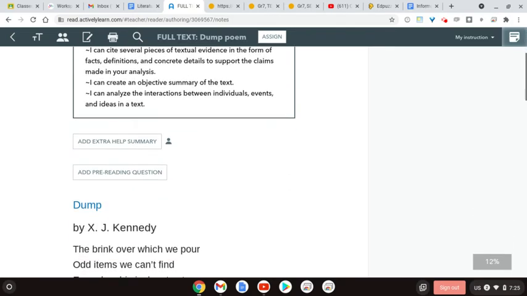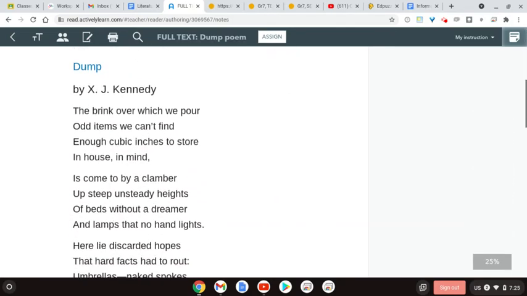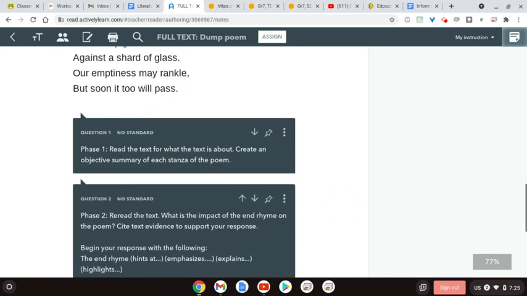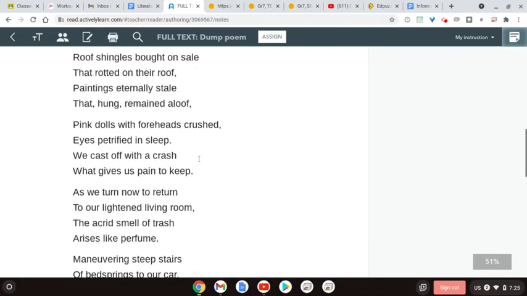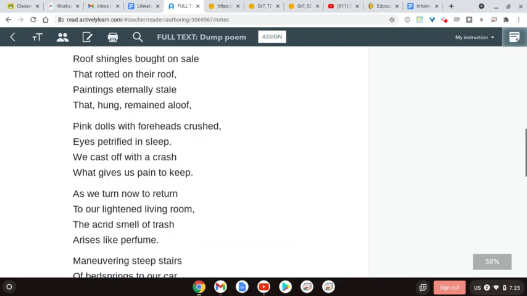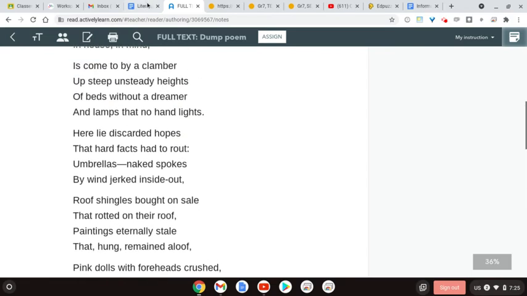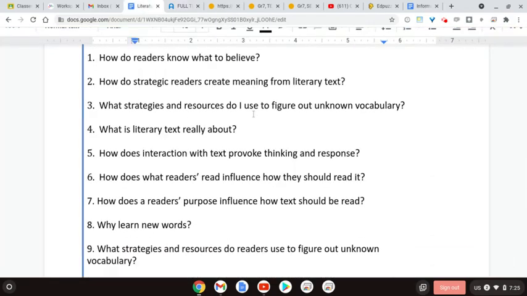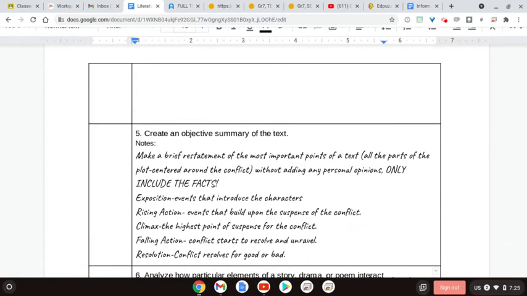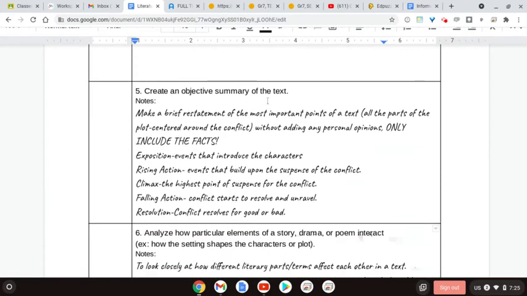For what the text says, as you read the poem "Dump" the first time, please read through to create a summary of each stanza of the text. This is a longer poem, so make sure you represent each stanza in your summary. As we read for what the text says, we're going to be focusing on learning target number 5 to create an objective summary of the text.